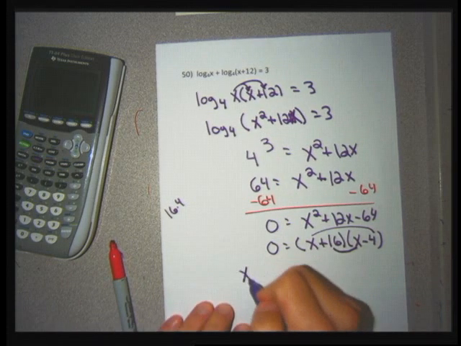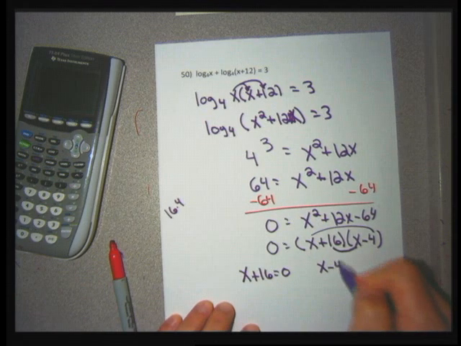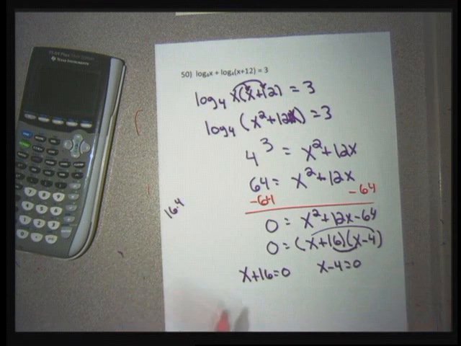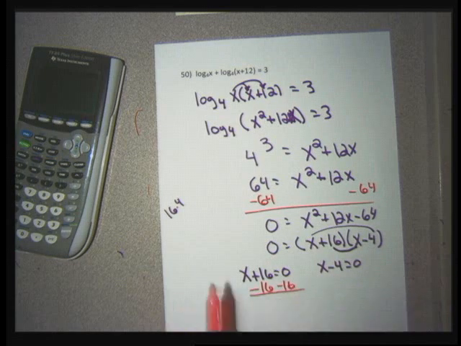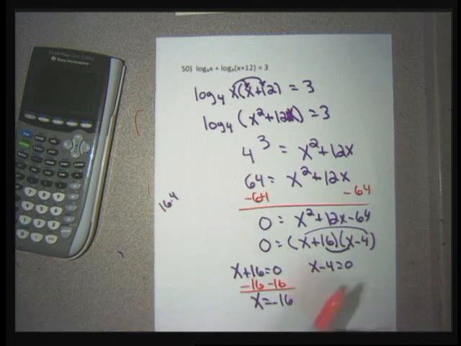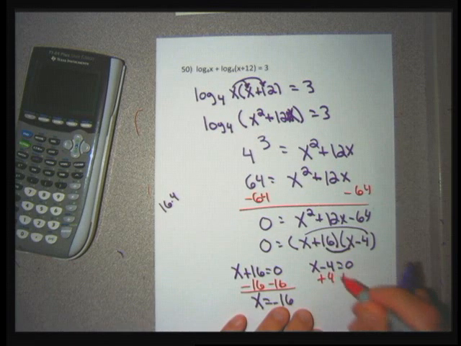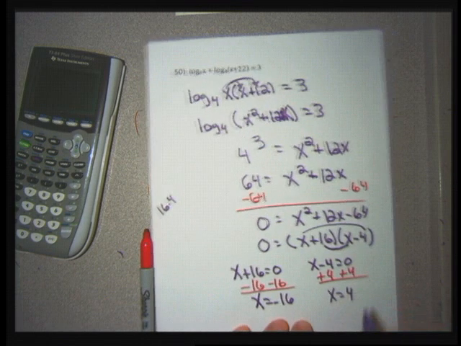So I have it factored and set equal to 0. So I'm going to split the factors up, set each one equal to 0. The x plus 16, this is going to be the extraneous solution that doesn't check. I subtract 16 from both sides and get minus 16. The x minus 4, I add 4 to both sides and get x equal to 4. That's the solution that's going to check.